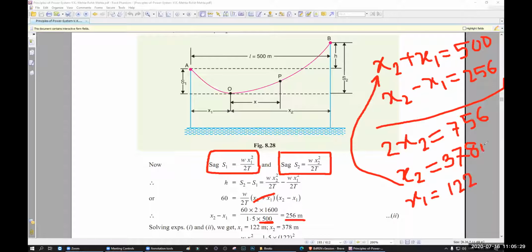Okay? These are all meters. That means this is the distance from here, 122, and this is the distance, 378. Understand? Okay? Yes, sir. Okay.